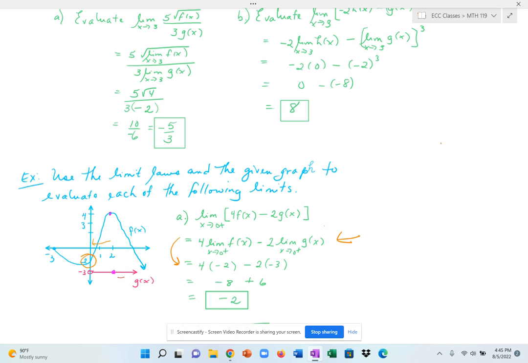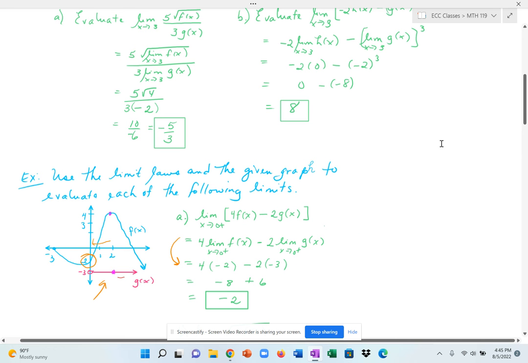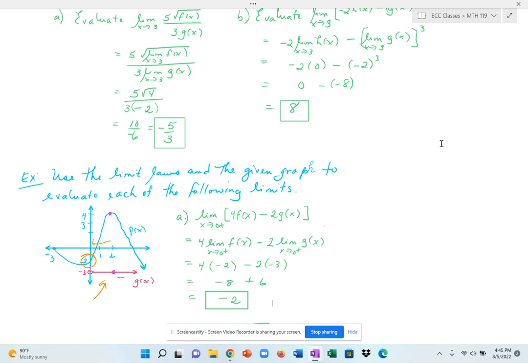But now I also have to evaluate the limit of g of x as I get closer and closer to 0. You can see that g of x is a constant, and the closer I get to x equal to 0 on the right, the value of the y gets closer and closer to negative 3. So I'm left with 4 times negative 2, which is negative 8, minus 2 times negative 3, which becomes plus 6, and negative 8 plus 6 gives me a limit value of negative 2.